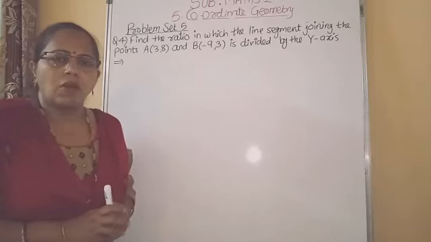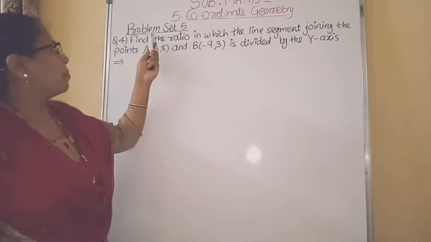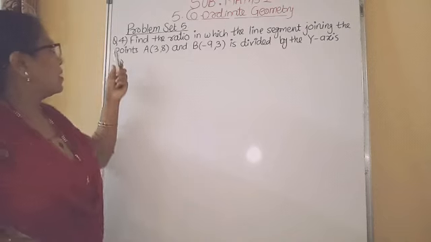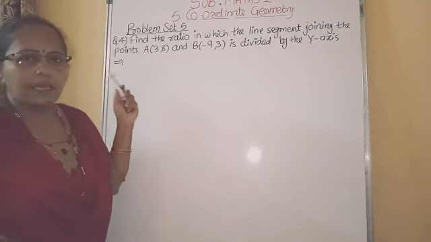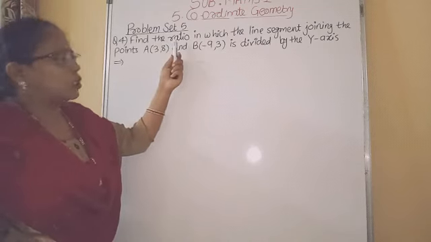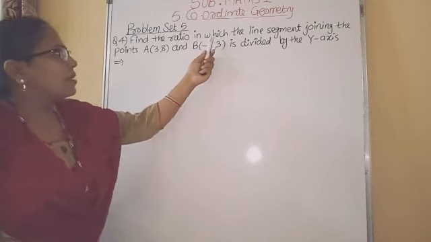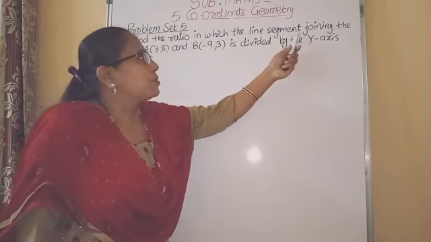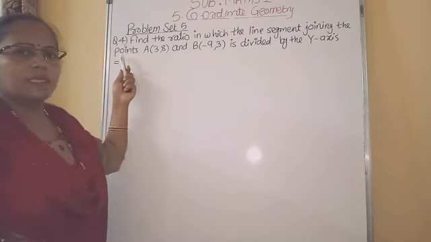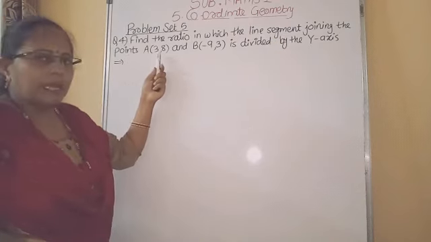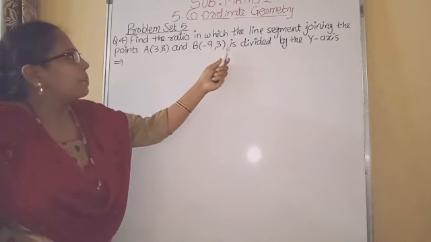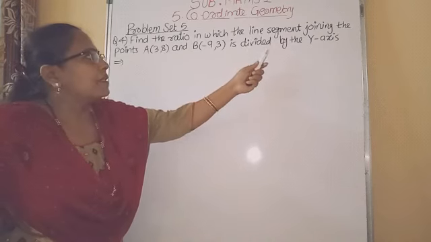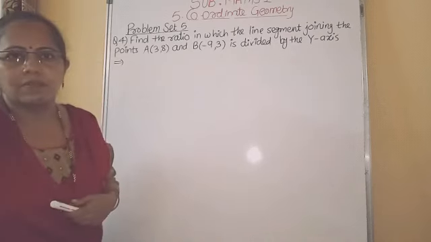Now we are going to solve some questions from problem set 5. Let us start. First we will solve question number 4. The question is, find the ratio in which the line segment joining the points A (3, 8) and B (-9, 3) is divided by the y-axis.